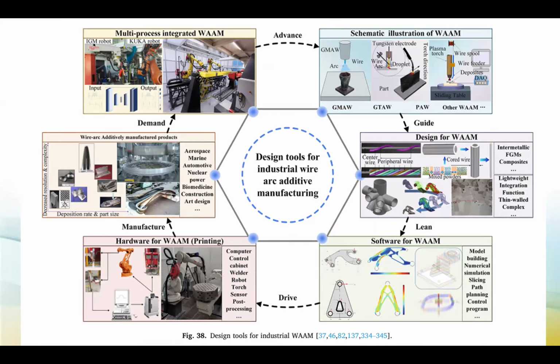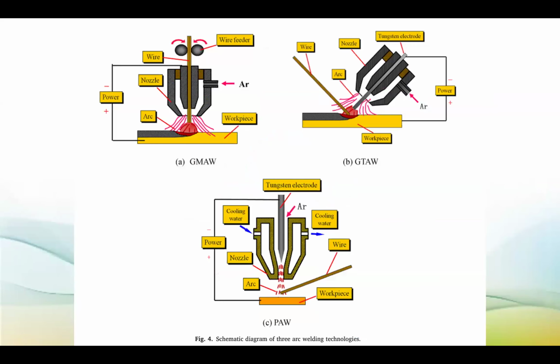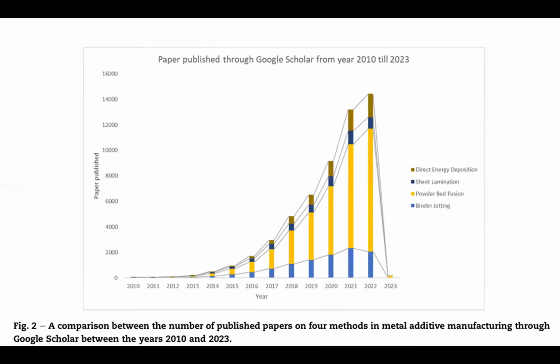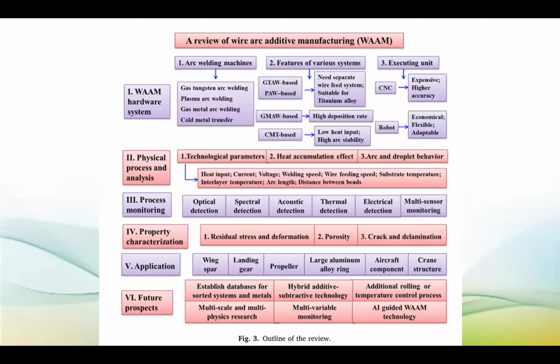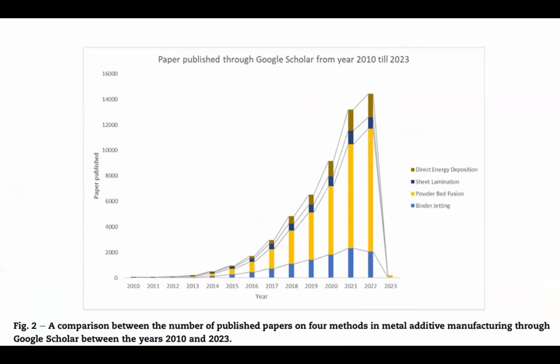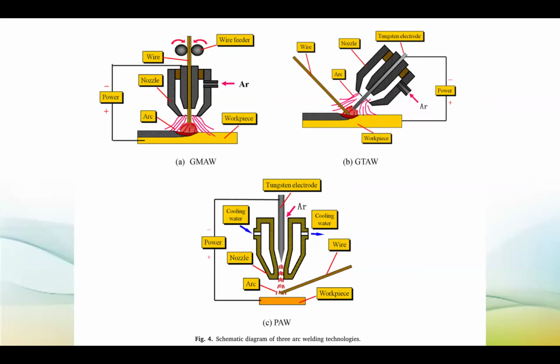This figure shows the current developments in WAM. I will explain it one by one. See this one. As we started from this particular diagram, WAM hardware can be classified based on the heat source, and this shows different types of welding torches used for the WAM process.